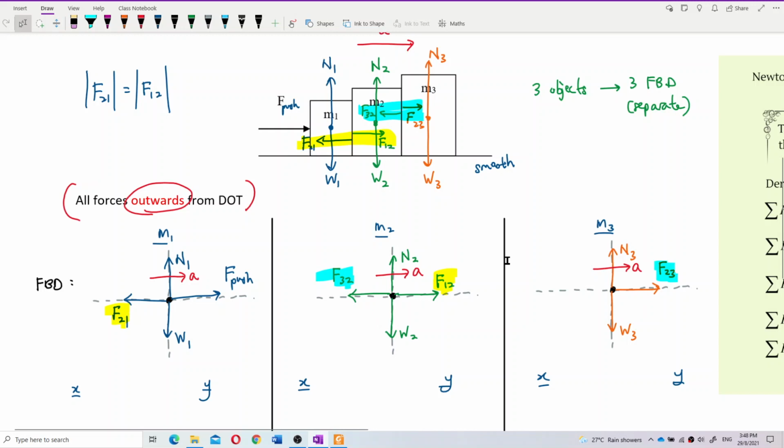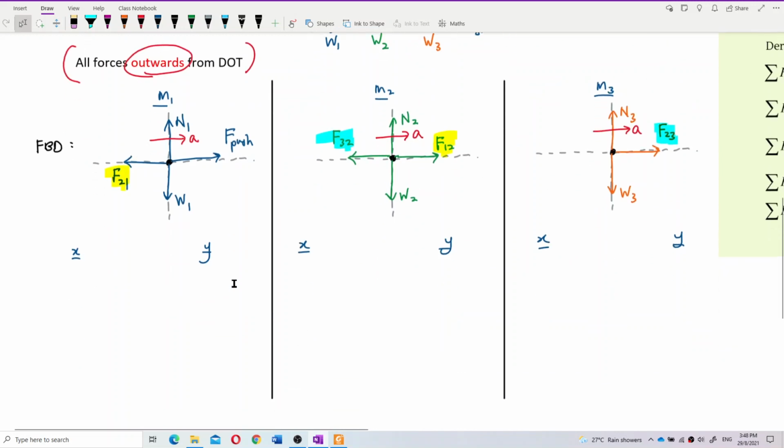So as you see here, for all these three masses, we need to do the x and y component for both of them. So we have six formulas: 1, 2, 3, 4, 5, 6, with two formulas for each mass.